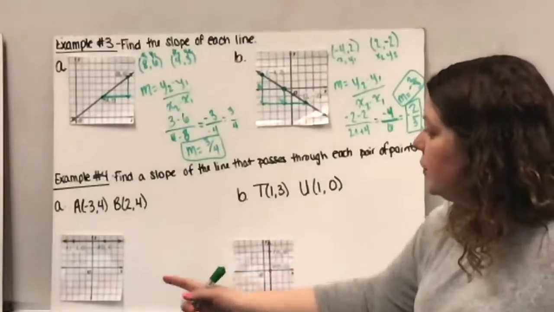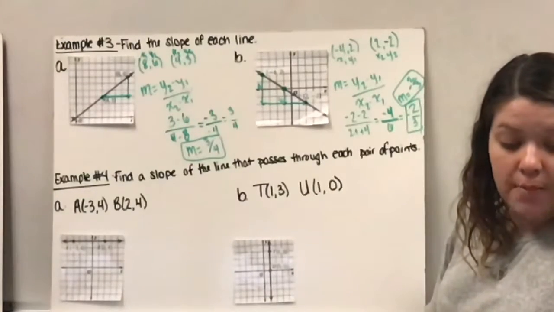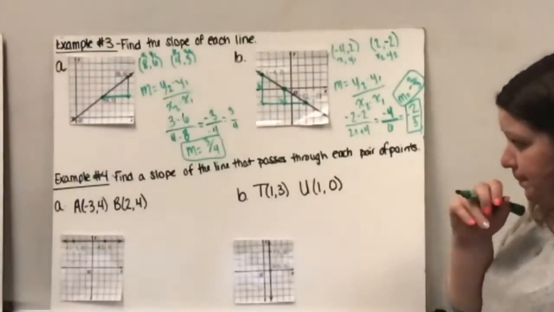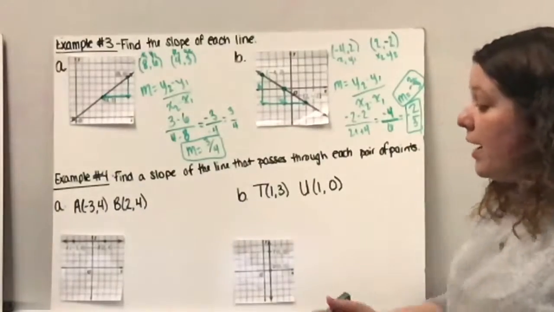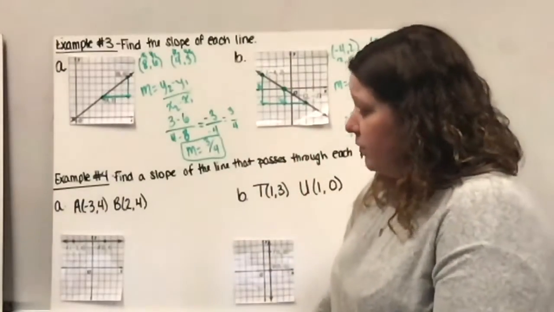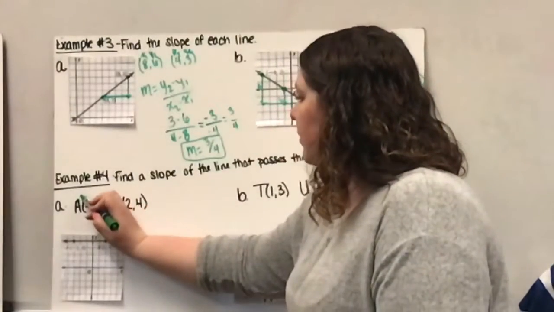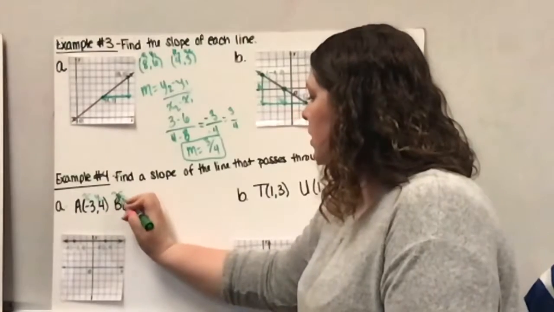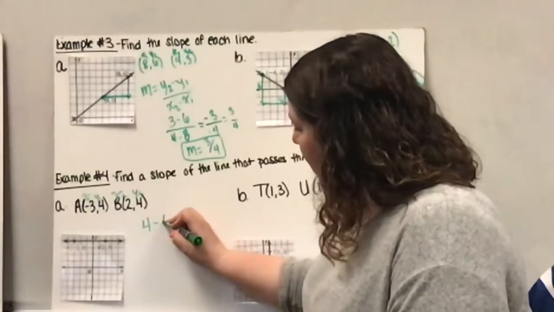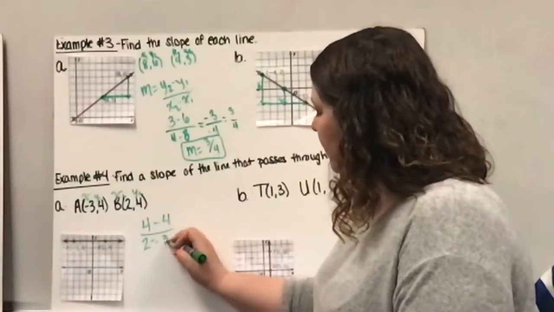All right? So down here, example number 4, it says find the slope of the line that passes through each pair of points. So what you want to do is you have your points here, and sometimes you'll get the graph, sometimes you won't. It all depends. But in this case, we got the graph. So we're still going to do m is equal to y2 minus y1 over x2 minus x1. Again, I can label them x1, y1, x2, y2. So I have 4 minus 4 all over 2 minus -3.